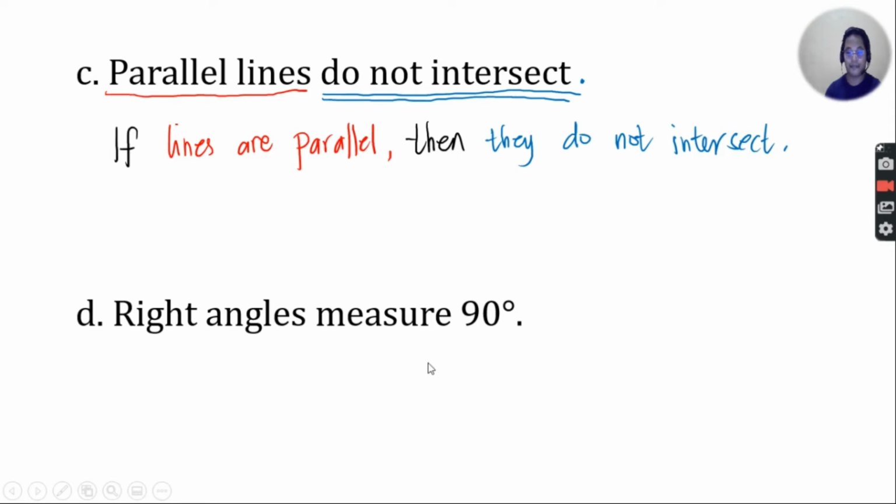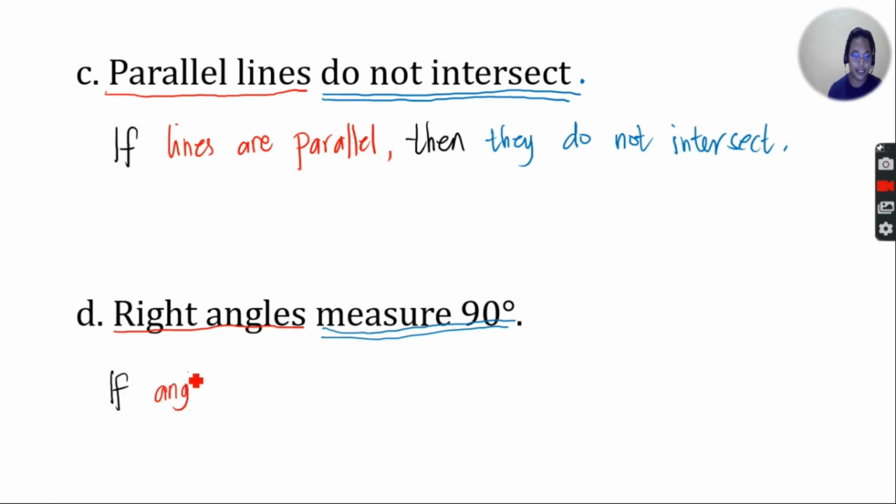Yun na po yung ating conditional statement. And for our letter D, we have right angles as our subject and our predicate measure 90 degrees po. So, kapag iti-transform natin into if-then form, magiging if. Same with letter C, yung adjective po ng angles ay right. So, yung right po ay magiging predicate po ng ating sentence.